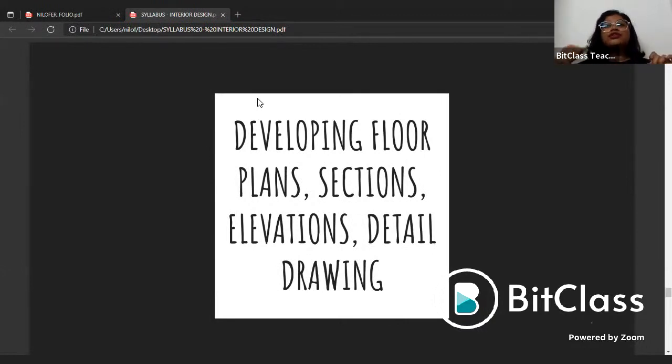For example, if you're creating a study table, you must mention what kind of mechanism you're using for the drawers, what kind of mechanism you're using for shutters. Each and every thing you have to mention. What kind of ply you're going to use, what is the thickness of the ply you're going to use, because people might not be aware of so many things.